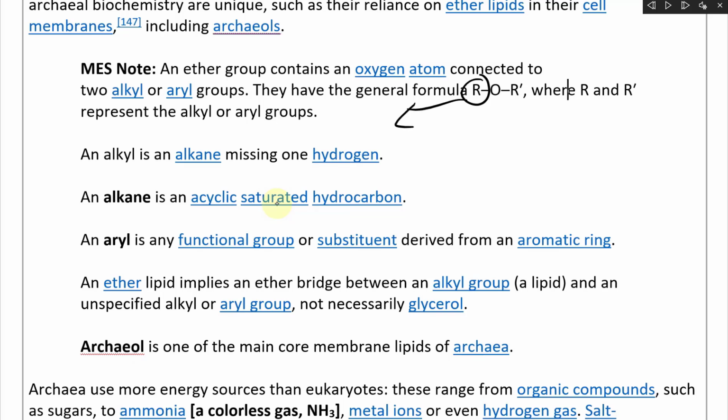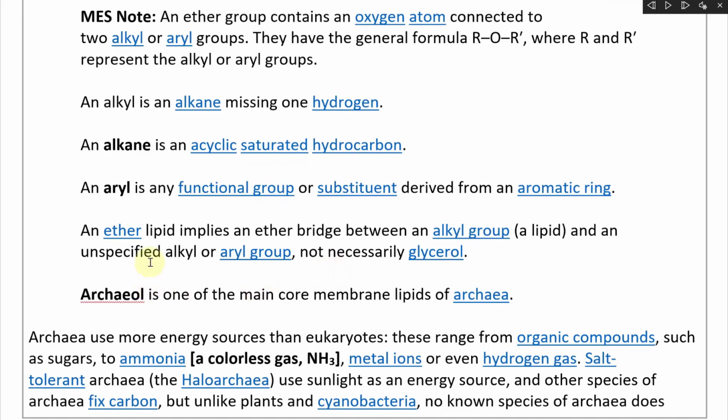So this one here could be connected to another one, and this is a different group right there. So you can have, between an alkyl group, a lipid, which is pretty much a bunch of smaller non-polymer molecules altogether. And then an unspecified alkyl or aryl group, not necessarily glycerol. So basically you're able to bridge between these. That's the assumption there. Anyways, going further, so in archaeal, let's see, this is archaeal.